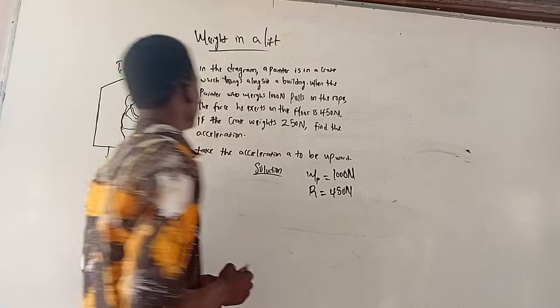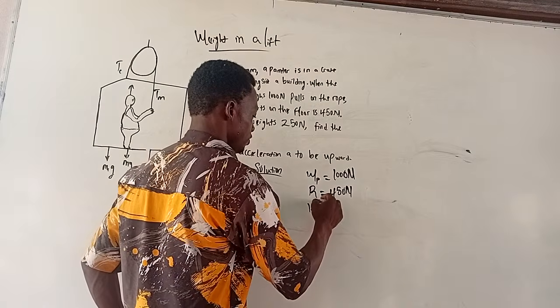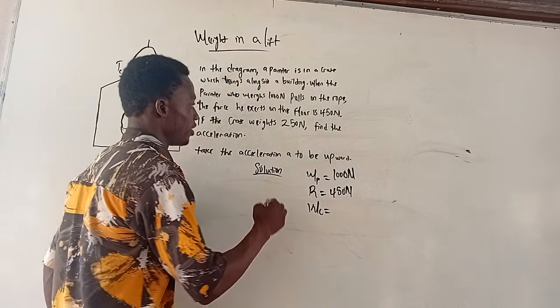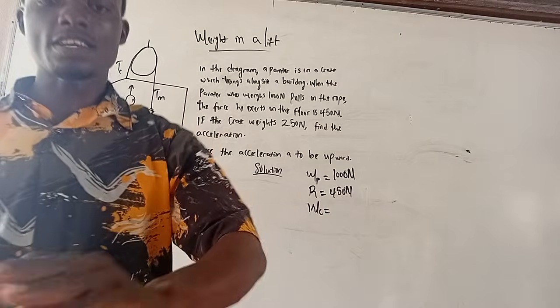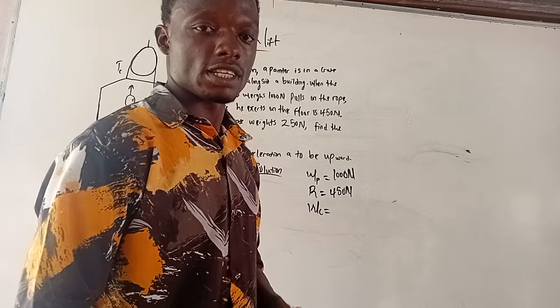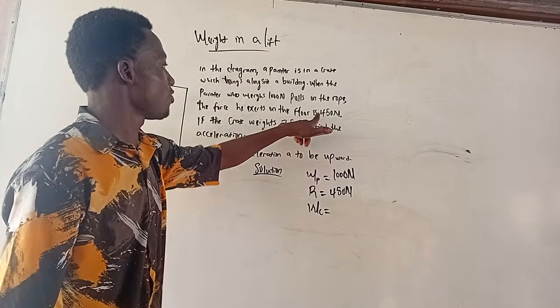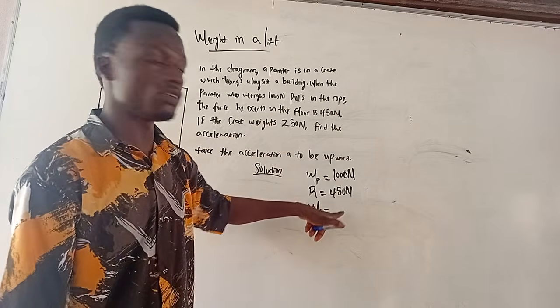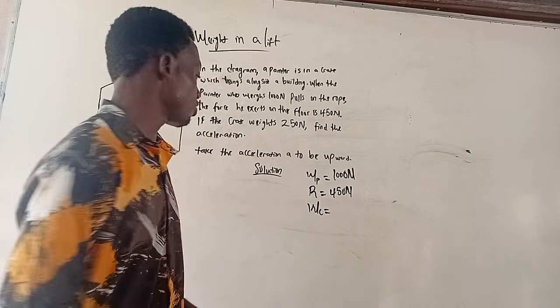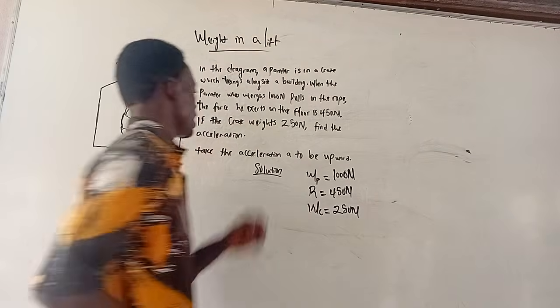450 Newton. So the crate weighs 250 Newton, the weight of the crate. This will be a normal reaction because if I exert a force of 450 Newton on a table, the reaction that the table will react back to me will also be 450 Newton. So since he exerts a force on the floor of 450 Newton, the normal reaction on the floor is what? 450 Newton. So the weight of the crate is also what? 250 Newton. Find the acceleration.